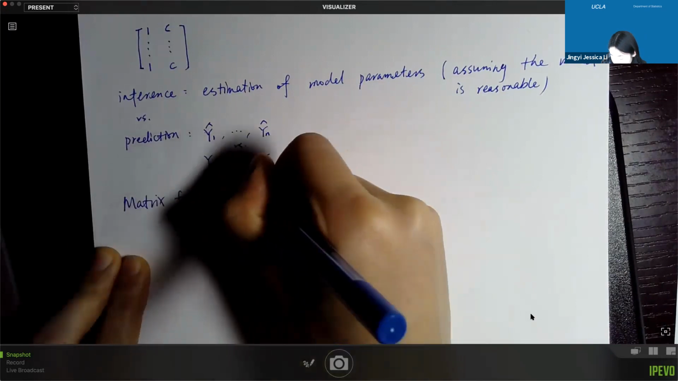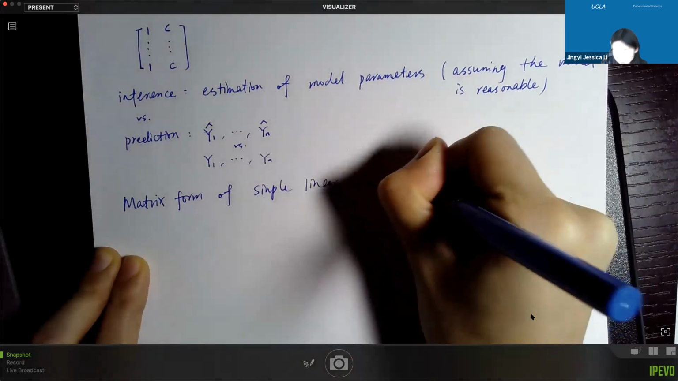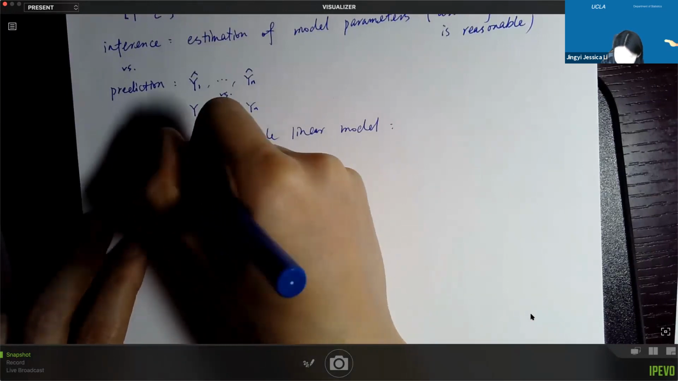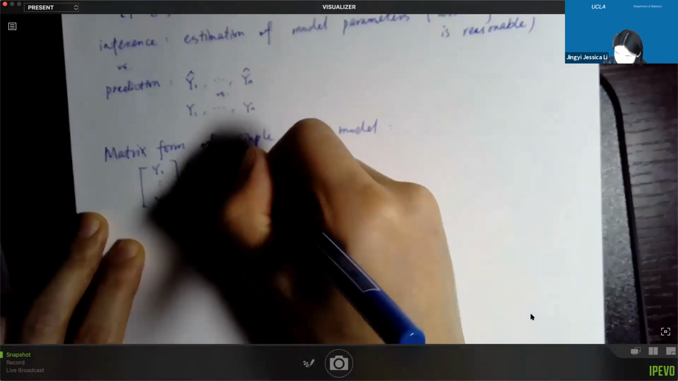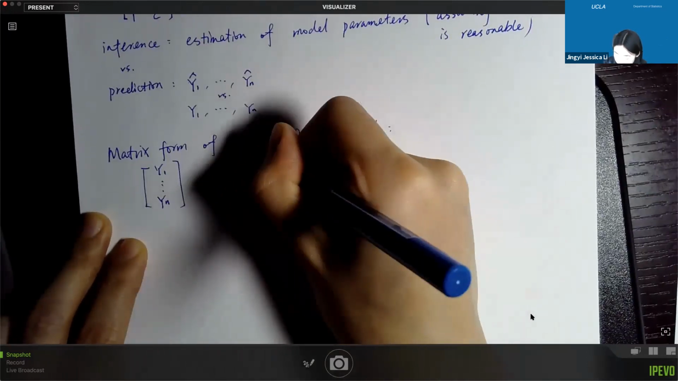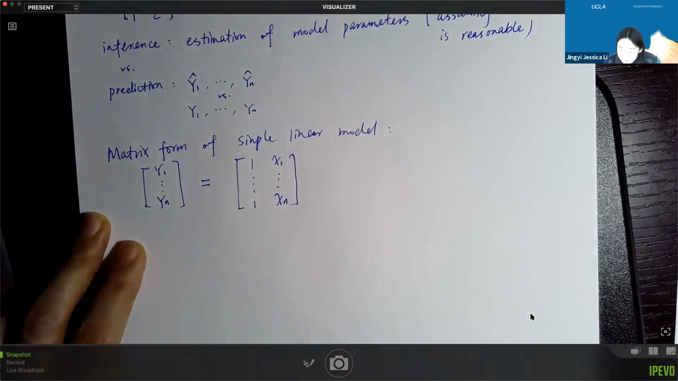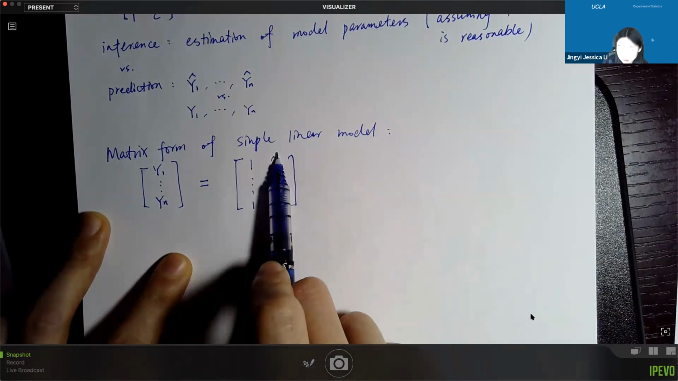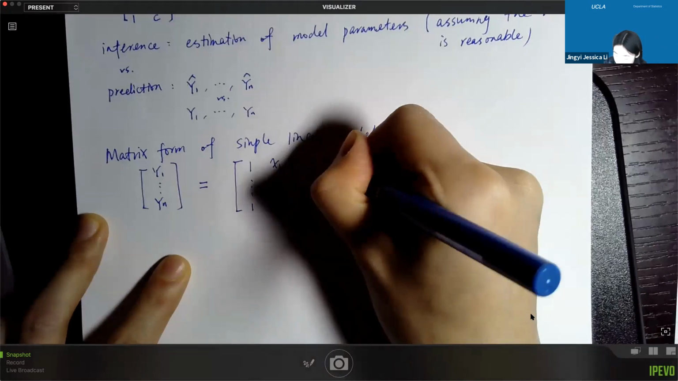Matrix form of simple linear model. So we stack y1 to yn. That's the response vector. And we put the design matrix 1, x1 to xn. Please note that I'm using the lowercase for fixed design now. Times, we have this column to be multiplied by beta 0, second column to be multiplied by beta 1. So using the matrix multiplication, I have beta 0, beta 1.